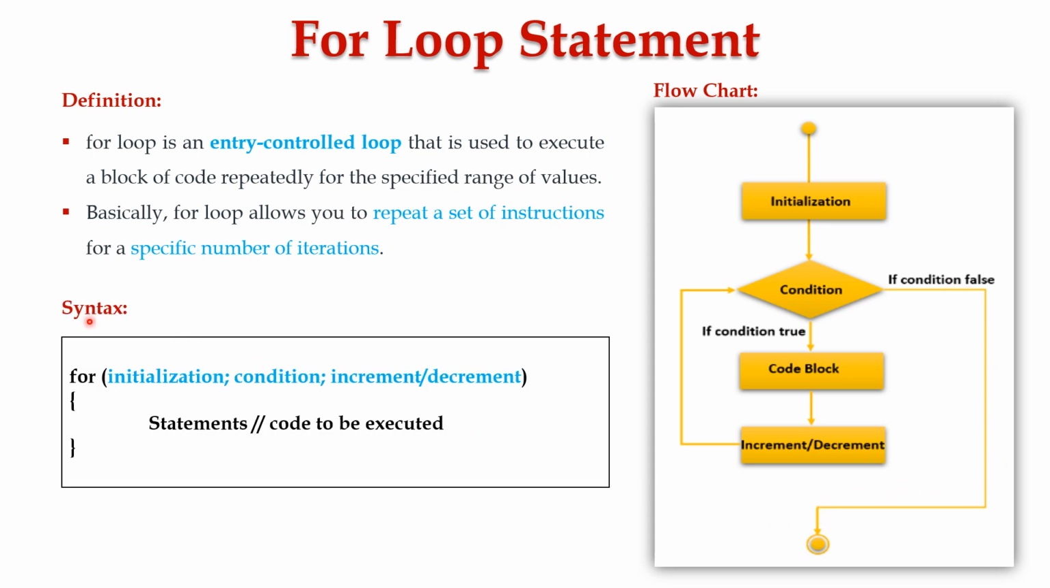Next, we have the syntax of the for loop. For is a keyword followed by an open parenthesis with initialization of the loop variable ended with a semicolon. Then the condition for the loop variable ended with a semicolon. Then we have the increment or decrement operator for the loop variable, followed by an open curly brace. Then we have the set of statements for loop execution. Then we end the for loop with the closing curly brace.